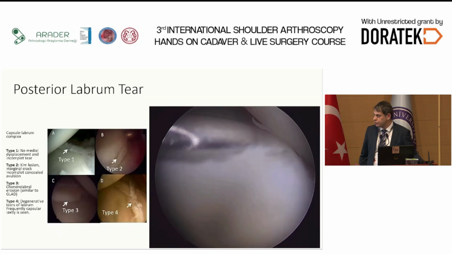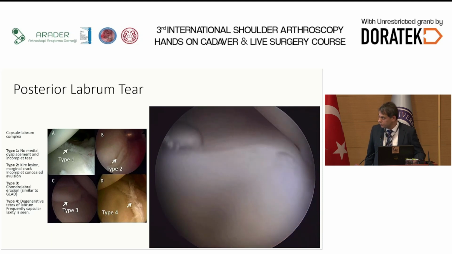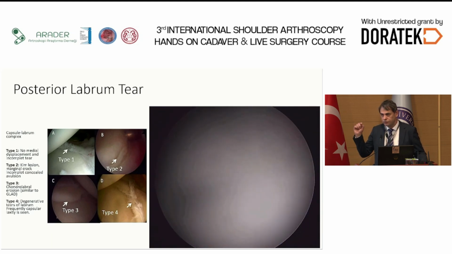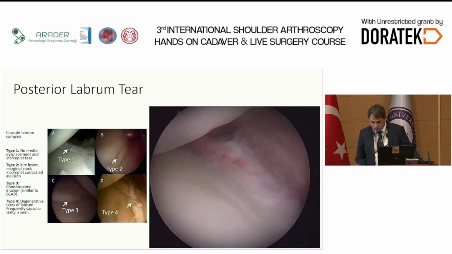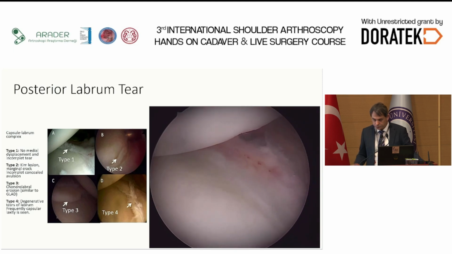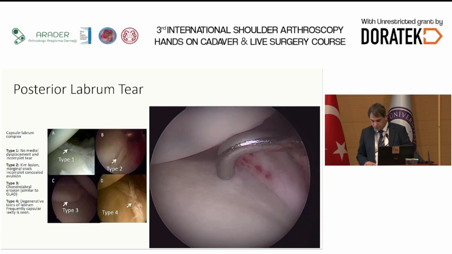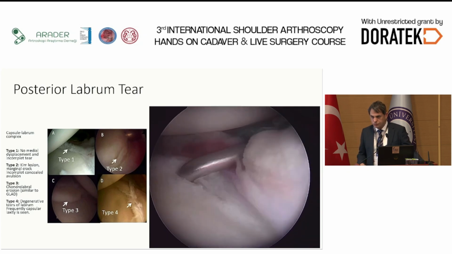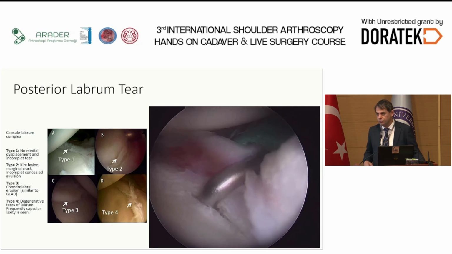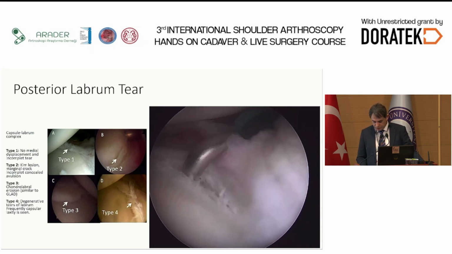And this is the posterior labrum lesion. The most seen is the Kim lesion. The posterior part is that crack of the labrum. And here you can see the Kim lesion. If you palpate it, you can see the labrum detaches easily. This mainly doesn't cause any instability, but it causes pain. So to repair it is for pain. You can see that there's a Kim lesion.